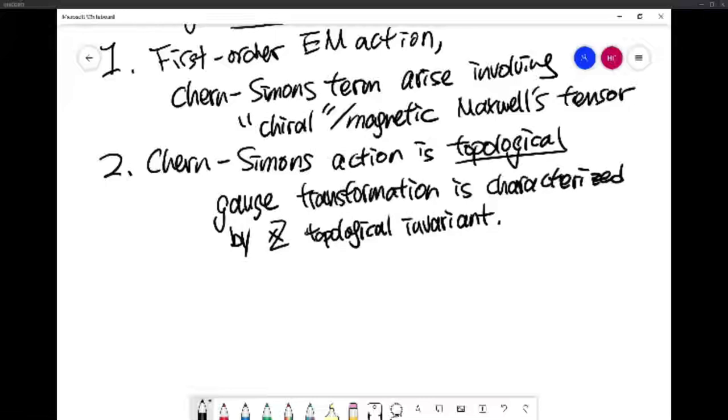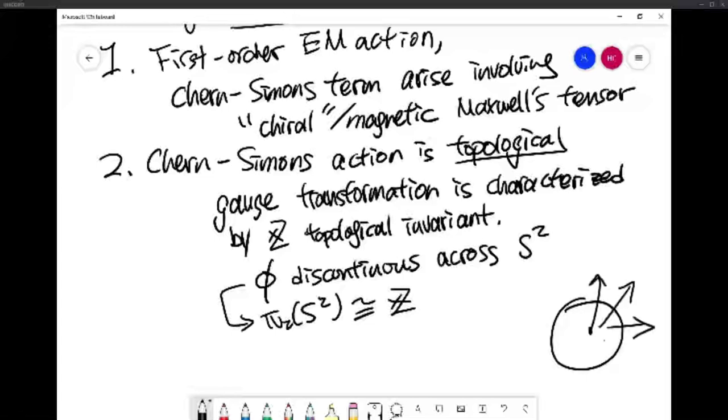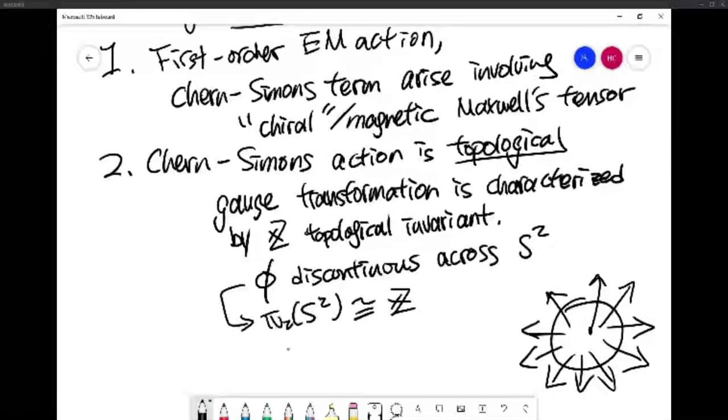of your electromagnetic field. So what I mean by that is each phi that is discontinuous across some two surface, any two surface really, I'll just say S2, doesn't matter, is characterized by pi 2 of S2, and that's the integral topological invariant here. And that's called the hedgehog anomaly. So you can start building your solutions.